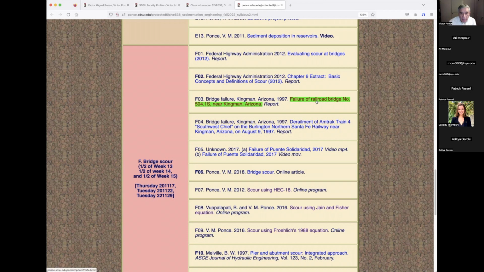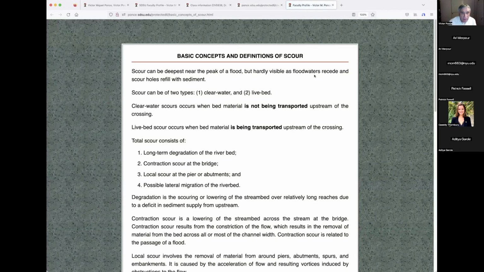Let's see, I have chapter 6, basic concepts and definition of scour. I already covered this, but I'm just covering it again because it's important. Scour can be deepest near the peak of a flood, but hardly visible as floodwaters recede and scour holes refill with sediment. So sometimes we wonder, the bridge failed, but it doesn't seem that there's a hole in there. So how come it failed? Well, it failed during the rising limb, and then the hole filled during the receding limb. That's the way it happened.